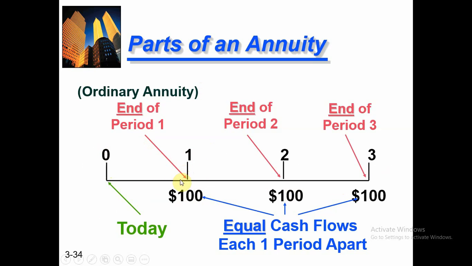So this is the end of time period 1, this is the end of time period 2, and this is the end of time period 3. So in an ordinary annuity, you always pay the payment at the end of the time period. The second thing you are observing is that the amount is fixed over all the time periods. You are only paying or receiving $100.